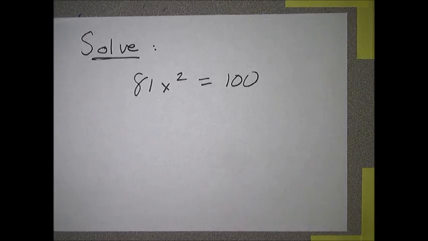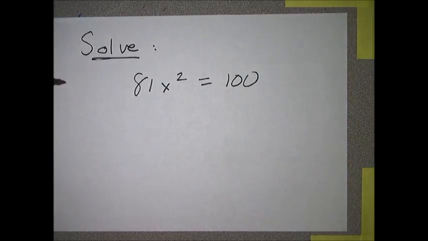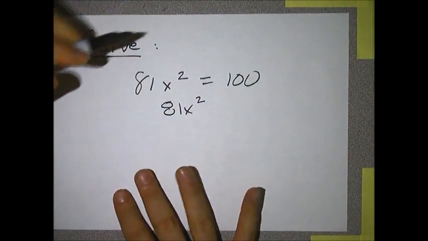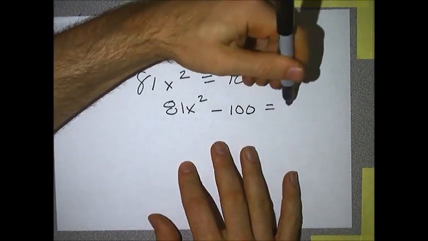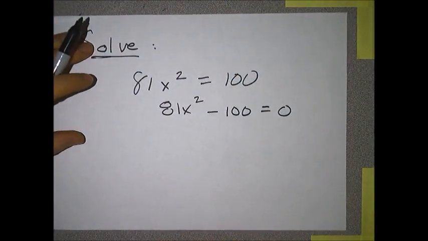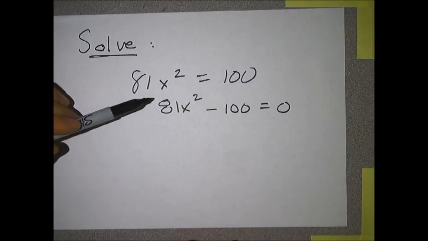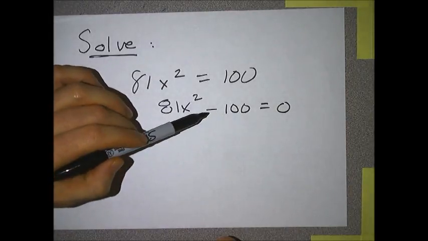The next one asks us to solve. Again, I see something quadratic, and I'm going to take the 100 and bring it over to the left, and that would give me 81x squared, and to bring the 100 over, I need to subtract it, so minus 100 is equal to 0. So again, just like last problem, we have two terms, but this time when I look at it, the 81x squared is a square, the 100 is a square, and they're subtracting.